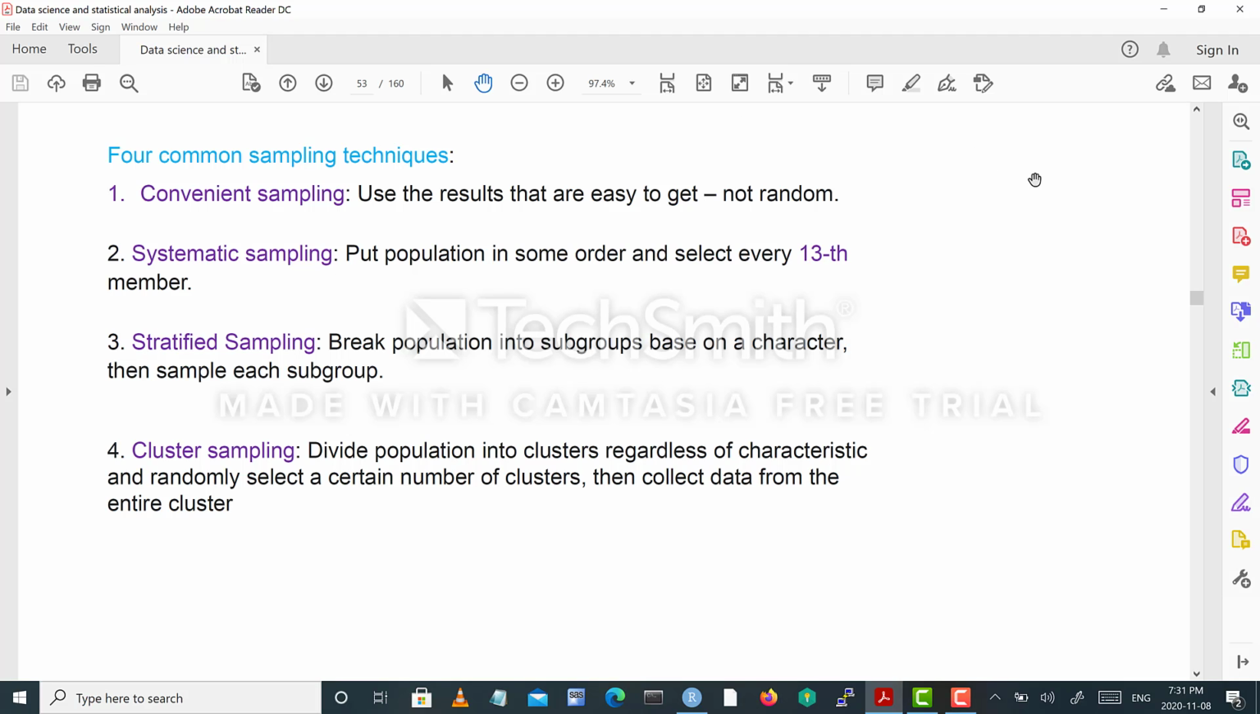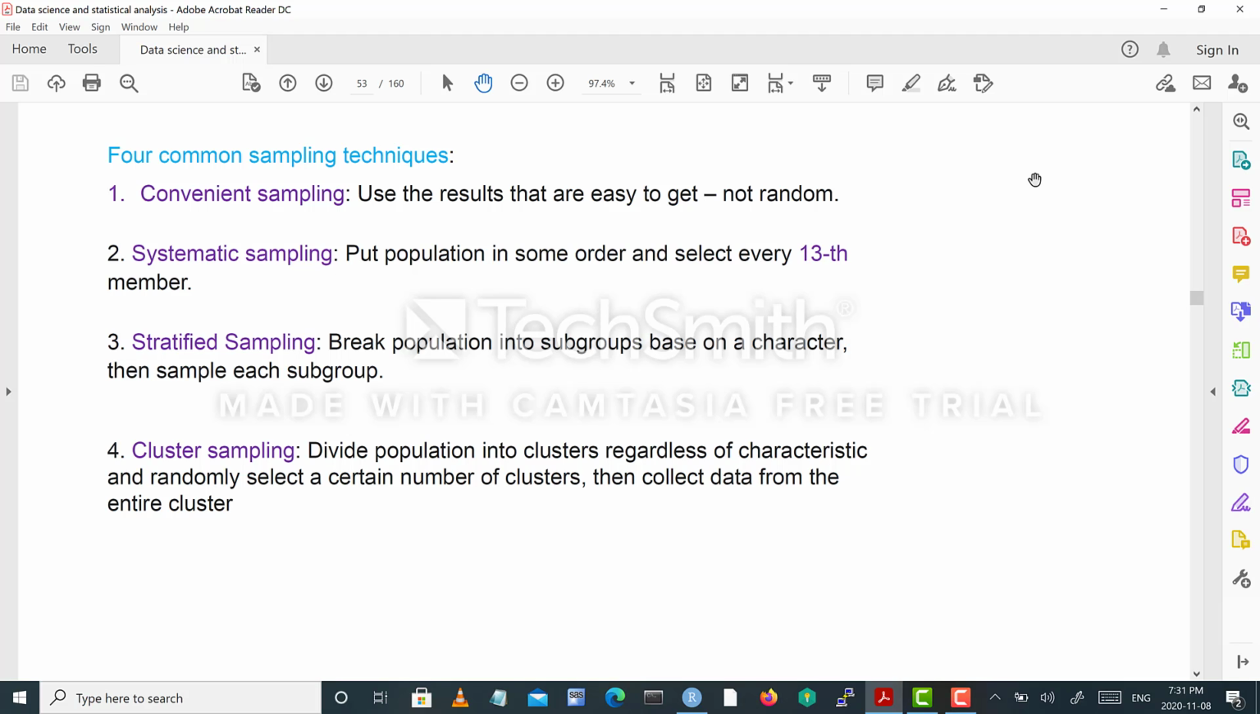Four common sampling techniques. Convenient sampling: use the results that are easy to get, not random. For example, we can go to a park and just ask the opinion of the people gathering in a park, which is not random people. Systematic sampling: put the population in some order and select every 13th member.